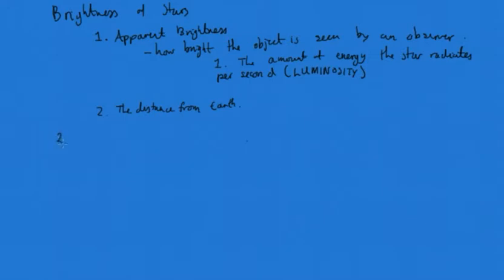The second method is the absolute brightness, or the absolute magnitude. This depends only on the luminosity.